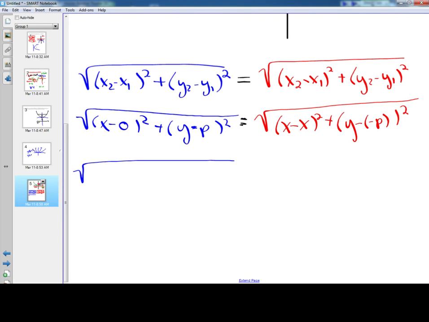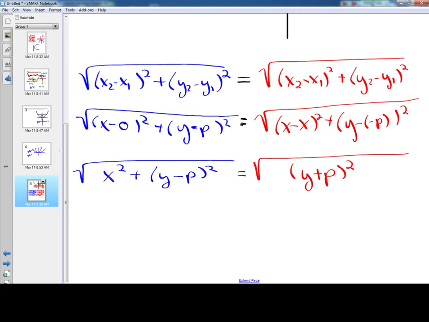X minus 0 is just x, isn't it? So that's just x squared? Yes. So I've got x squared plus, and I don't want to mess with that yet, y minus p squared, and that equals the square root of, oh, this is cool. X minus x is 0, isn't it? And 0 squared is still just 0. Now in here, though, that gives me y plus p, doesn't it? Because negative negative makes a positive. So that's kind of cleaned up nicely.